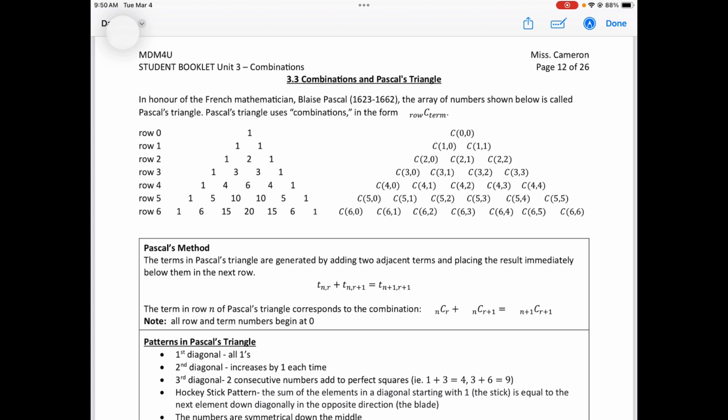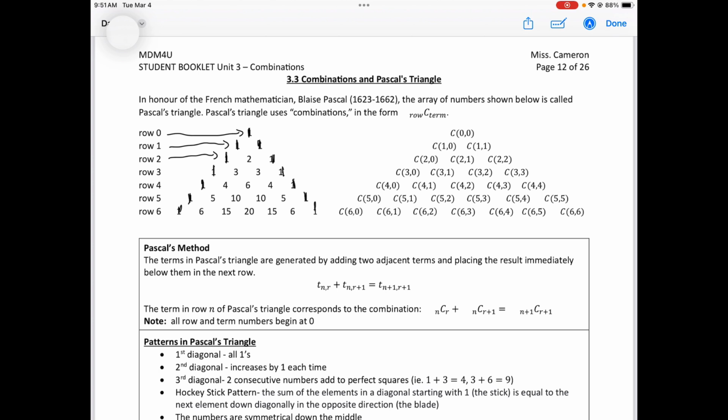So this is what happens. Row 1 is comprised of just a 1, and we actually don't call it row 1. The rows actually start at 0, and the term numbers also start at 0. All the way down the sides, we have 1s, and all the way down the other side, we have 1s. So row 1 is just two 1s.